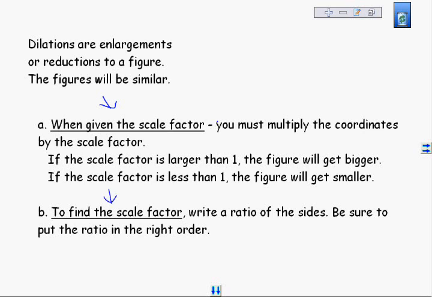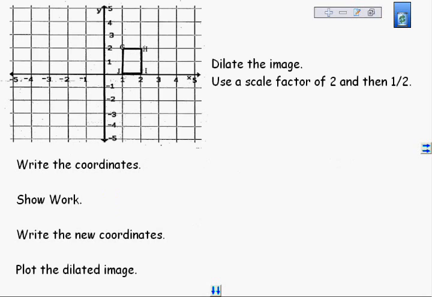To find the scale factor, meaning you're not given it, you need to write a ratio of the sides. Be sure to put the ratio in the right order, which again we will get into. So we're going to take GHIJ and dilate the image using a scale factor of 2 and then half. So we're going to start by writing down all of the coordinates.